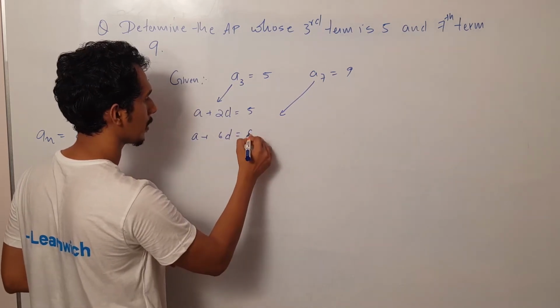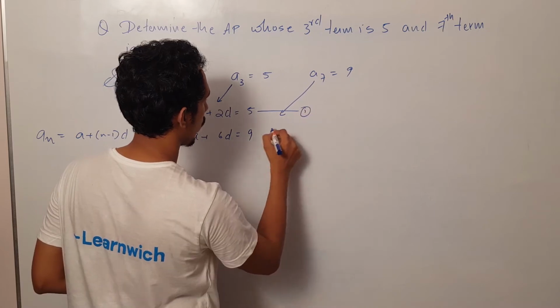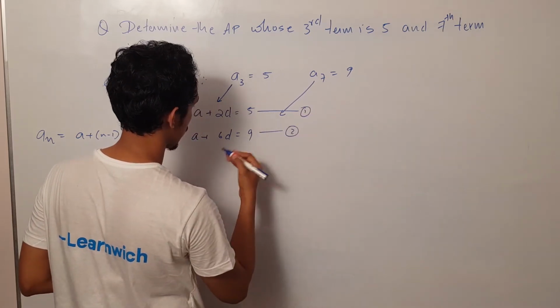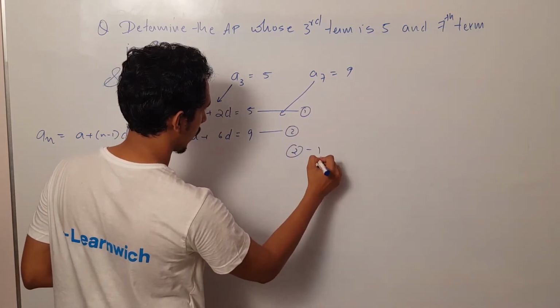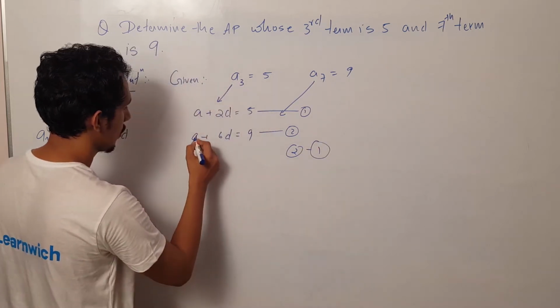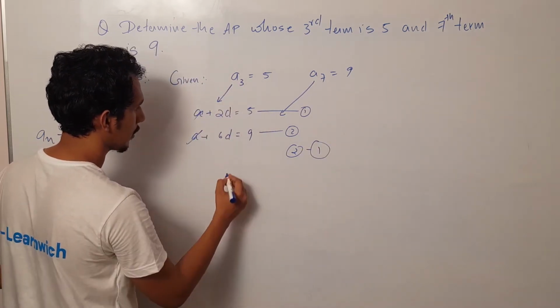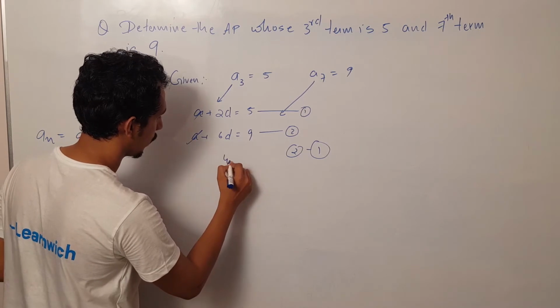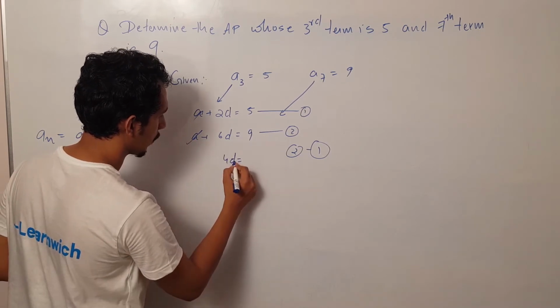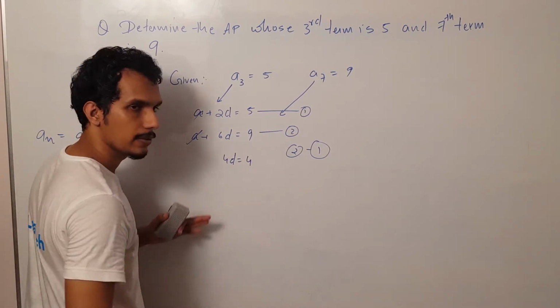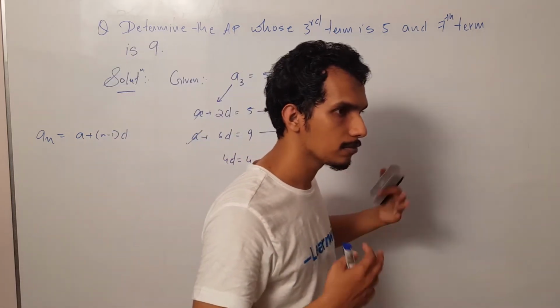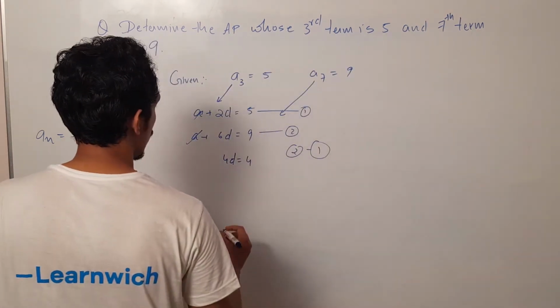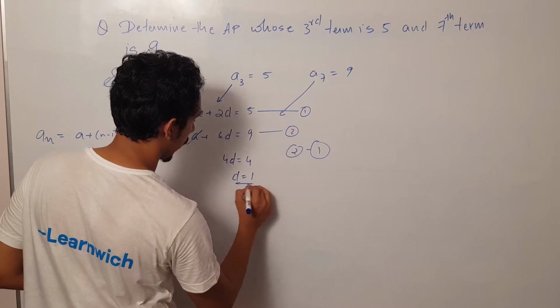And what is the value? It is 9. So this will be equation number 1, this will be equation number 2. If I subtract 2 minus 1, A cancels, 6d minus 2d gives you 4d, which is equal to 9 minus 5, which is again 4. These things you have learned in your linear equations, yes. So from this you get the value d is 1.